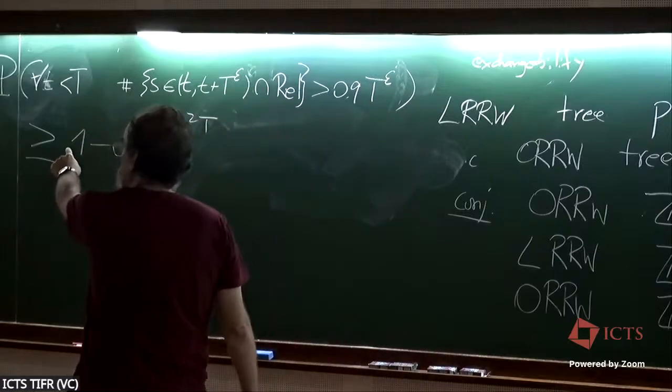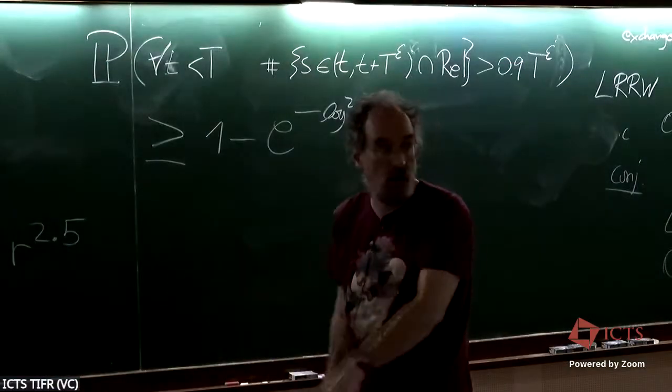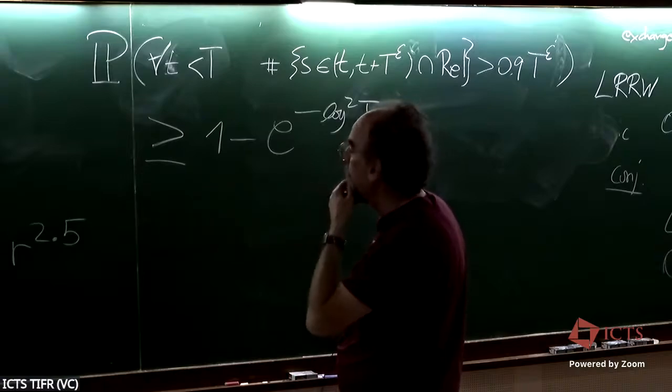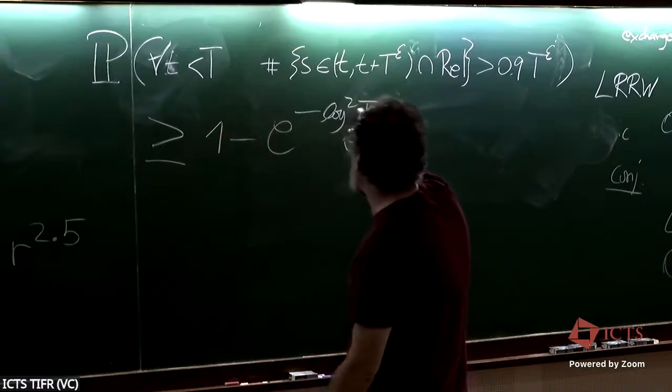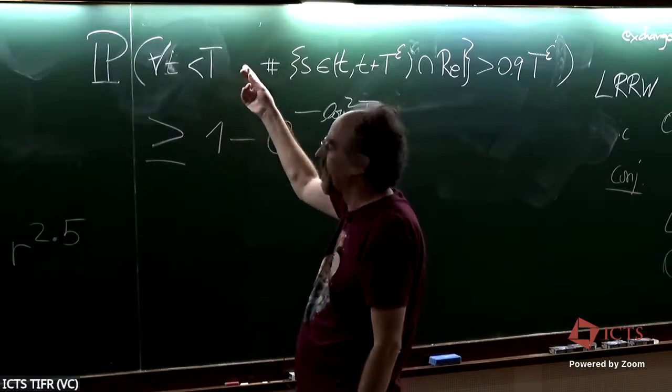This is the assumption that H1 holds for every t smaller than T, and also H2, which is this, for, well, maybe I should write here T minus 1 or something.